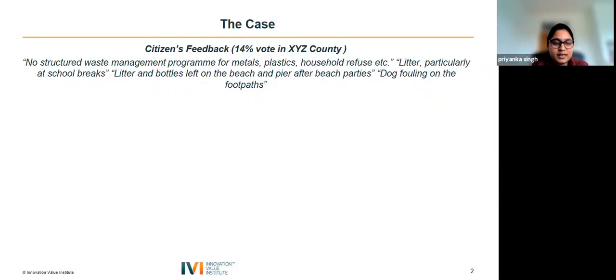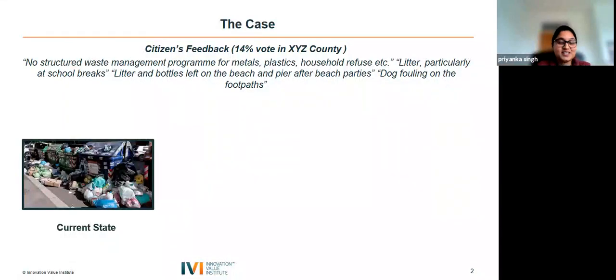Here I have taken a sample of feedback from one of the communities in Ireland. You can see they have highlighted the issue of an unstructured waste management system and the problems they are going through on a daily basis. So you can imagine this as the current state. Now we are looking into the transformation of this current service into a smart service that has a better waste management system. So now we need that transformation path.